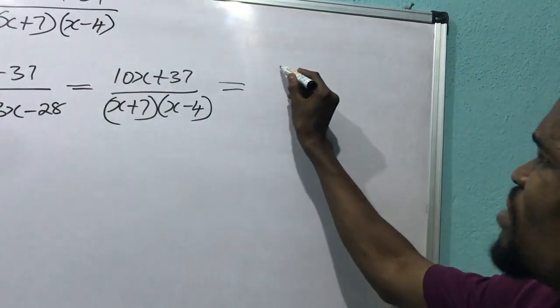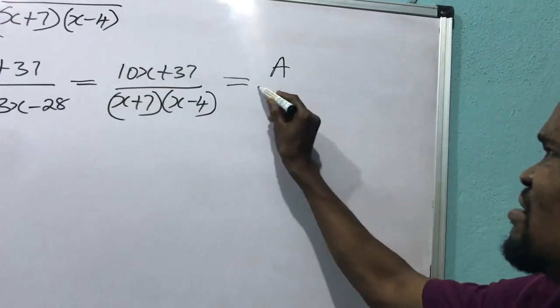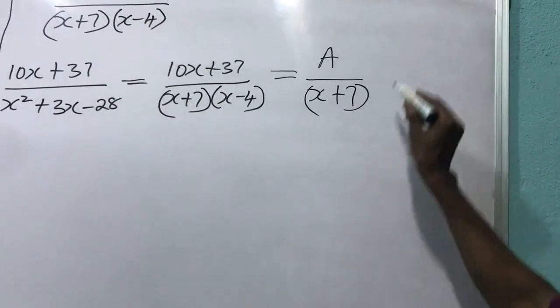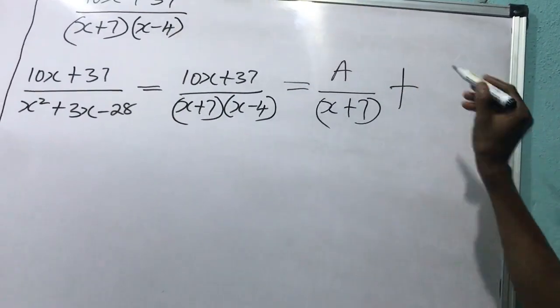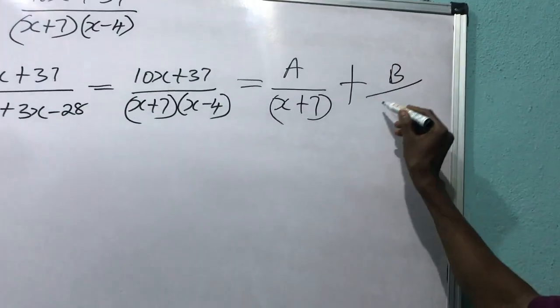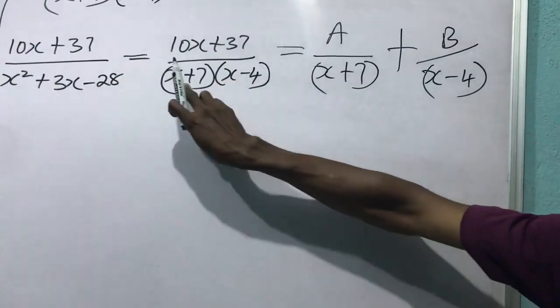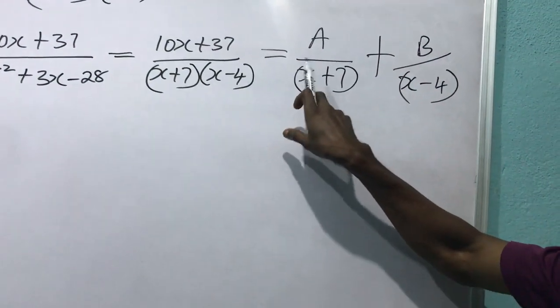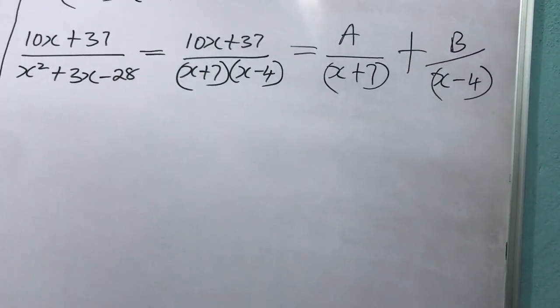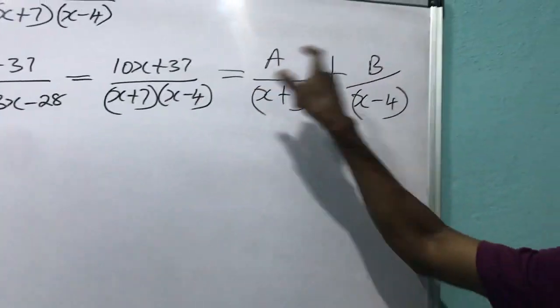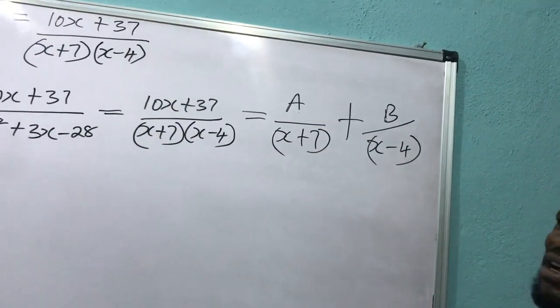I don't know the numerator. I call the numerator of the first one A. Let it be A over X plus 7. Then let the second numerator be B over X minus 4. You see it? The denominators I'll be able to know from that, but this one, I don't know the numerator. That's what I'm looking for.